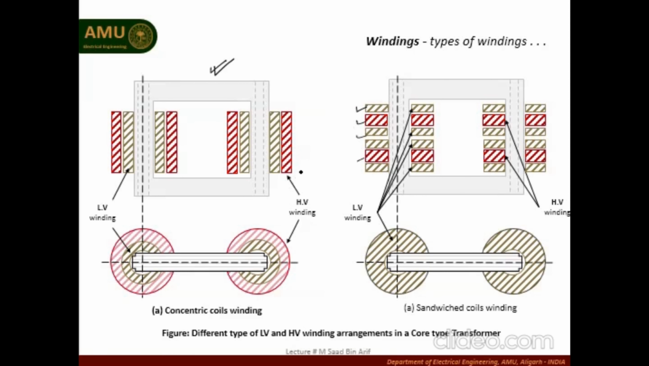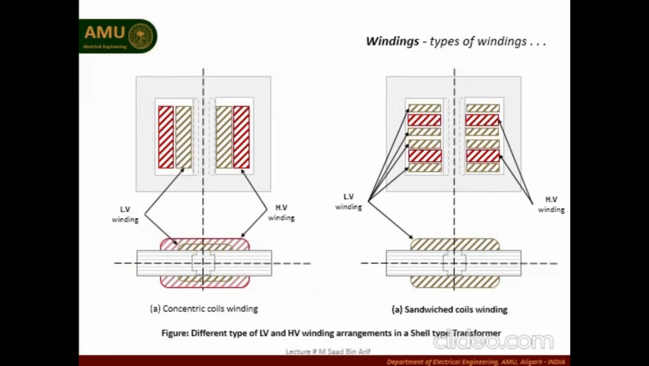Let us have a look at the shell type of core winding arrangement. So if we try to put a concentric coil type of winding, then we can put the winding like this. As if we try to do a sandwich type of winding, we can do the winding like this. This is a top view of both type of windings in a shell type of transformer.